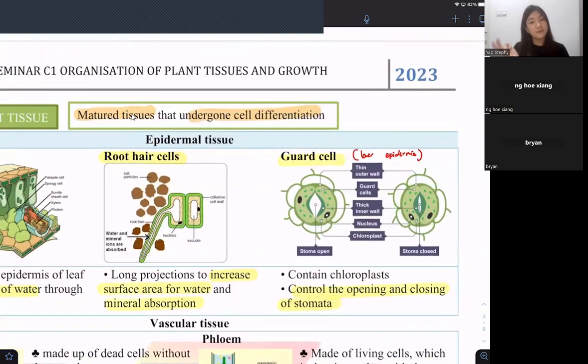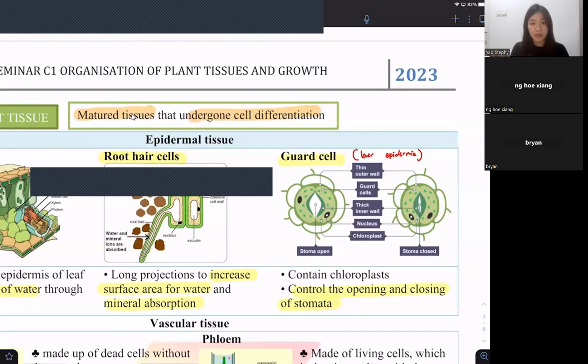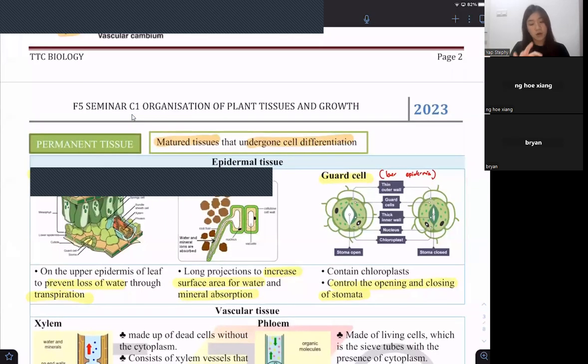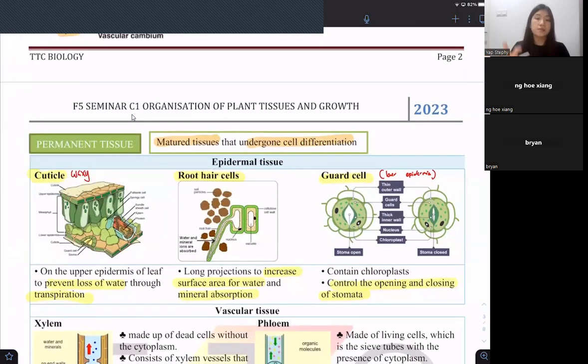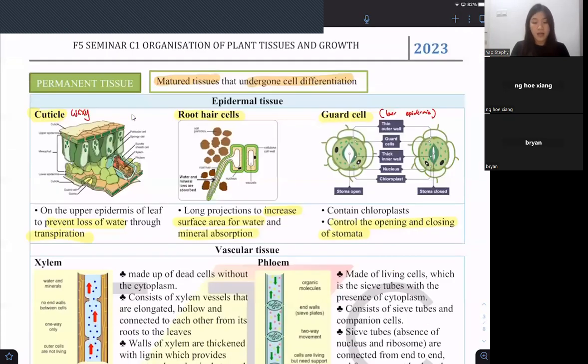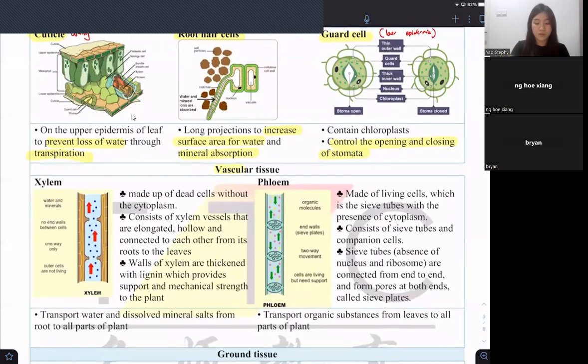Epidermal means it is on the surface, on the surface of the leaf or maybe the root. So you can see the cuticle is on the surface of the leaf, root hair is on the surface of the root, and the guard cell is also at the lower epidermis of the leaf. So this one is the epidermal. And then for the next one, we go to the vascular tissue. Vascular tissue is for transport: xylem and phloem. For these two, you must know their adaptation.